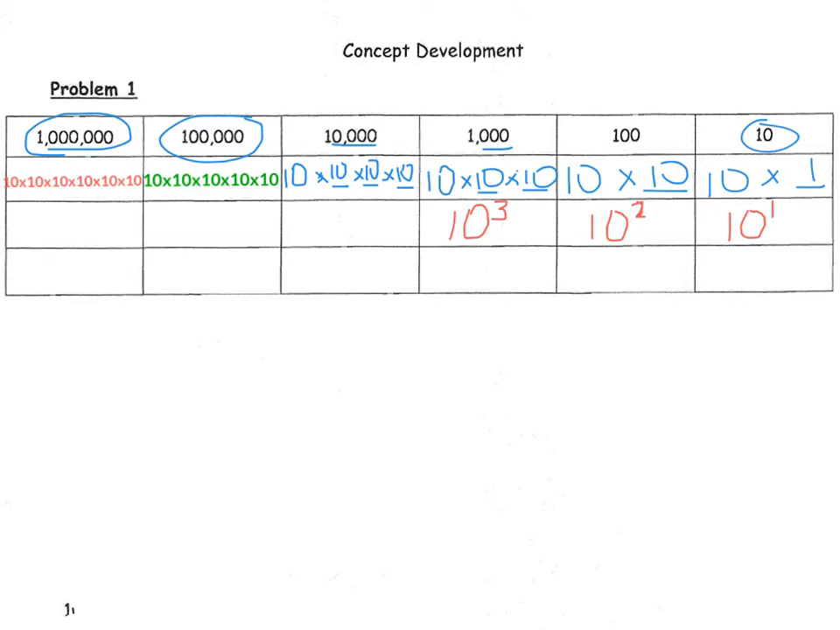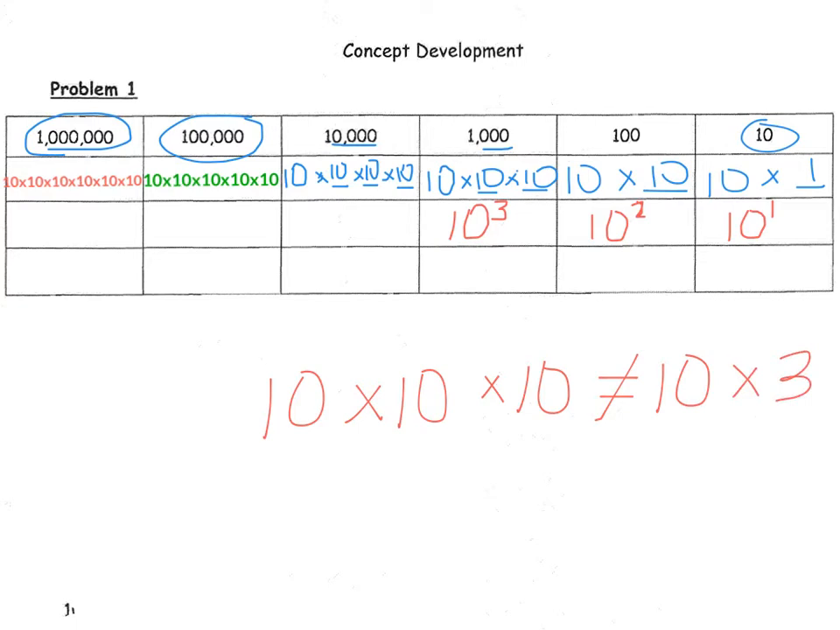Now, 10 times 10 times 10 is not, let me write that down here so you know, it is not equal to 10 times 3. Because 10 times 3 is 30. And 10 times 10 times 10 is 1,000. And I don't know about you, but 1,000 is definitely not equal to 30. So you can't think of it as 10 times 3. You've got to think of it 10 3 times. So 10 times 10 times 10.